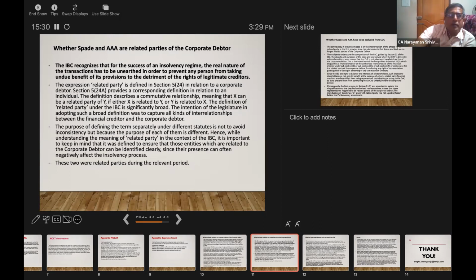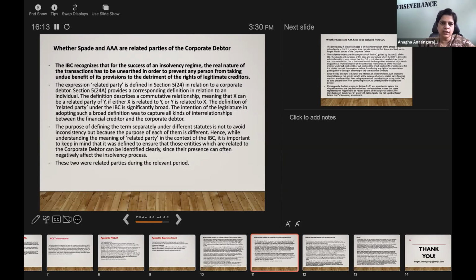In the COC, okay. So the next question before the Supreme Court was whether Spade and AAA are related parties of the corporate debtor. Here the IBC recognizes that for the success of an insolvency regime, the real nature of the transaction has to be unearthed in order to prevent any person from taking undue benefits of its provisions to the detriment of the rights of legitimate creditors. Now, in case these two parties are held as financial creditors and are allowed to sit on the COC, then their voting percentage would be considered, and they would have substantial say in the conduct of the CIRP. Hence, it was very important to decide whether these parties are indeed related parties, and based on that, the constitution of the COC can be concluded.